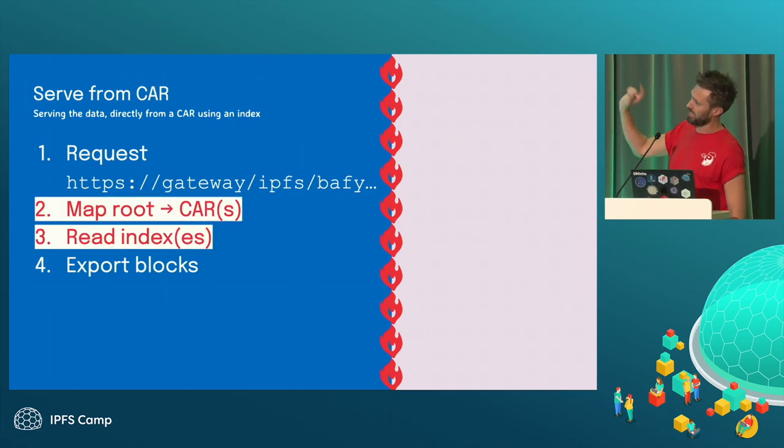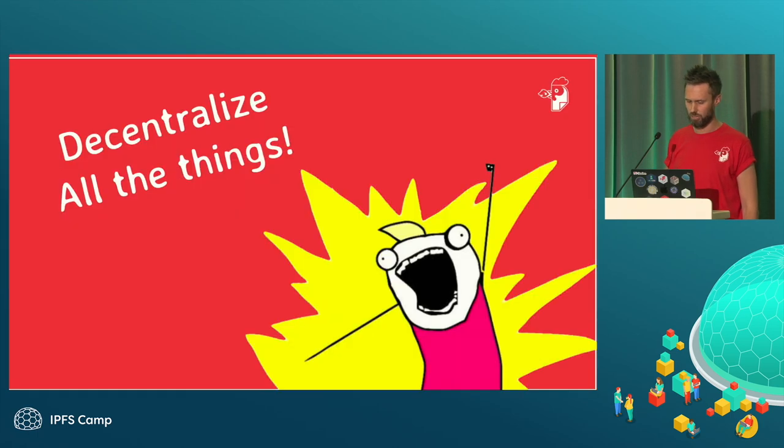There are two bits of information here that are important in the existing Web3 storage world. What we were doing was generating these two bits of information and storing them on behalf of the user, and that kind of sucks. So as we're decentralizing the whole of Web3 storage into this Storacha network, these two things really need to be addressed in some way. They need to be decentralized. And so what we want to do is decentralize all of the things.